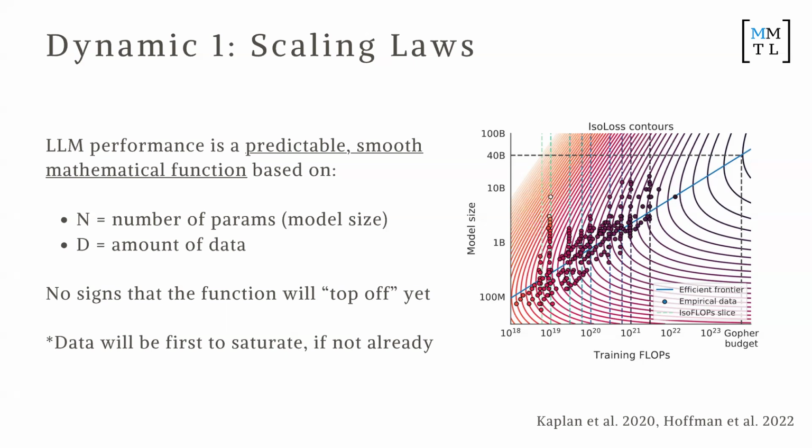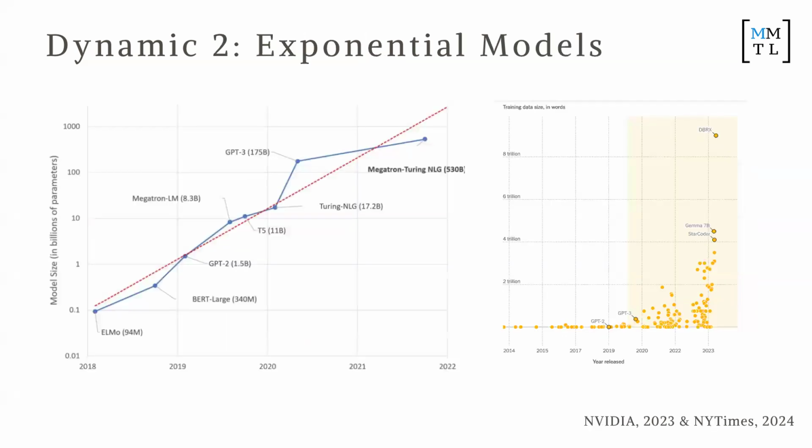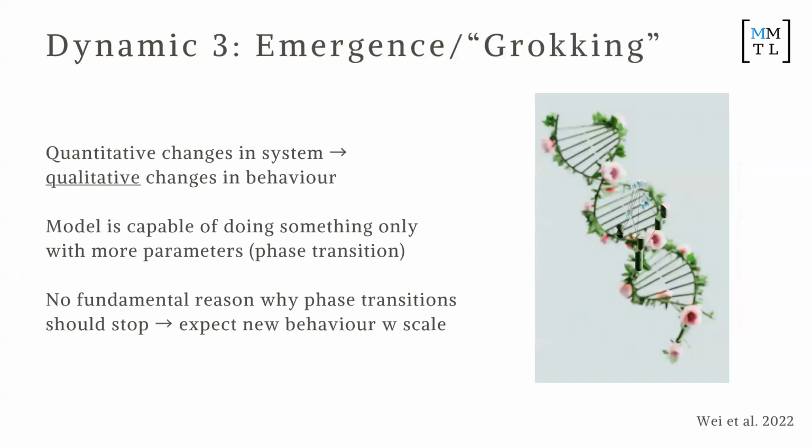Now, data will be the first to saturate, and we'll talk through one of those dynamics, which is data starting to run out actually, because humans aren't creating data fast enough for these AI models. Now, these models are starting to get exponential. We talked about the size here. So based on that scaling law, people are trying to build bigger and better models. And we've also seen the second graph there before, with the amount of data you need to train these AI models becoming exponential as well.